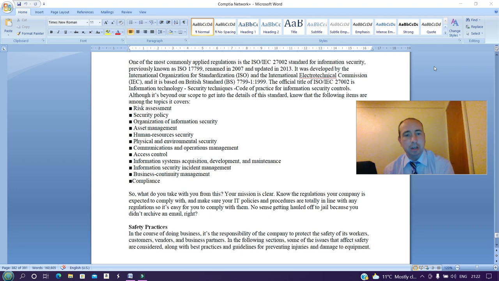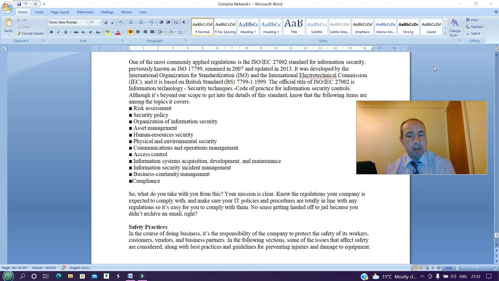Although it's beyond our scope to get into the details of the standard, know that the following items are among the topics it covers: risk assessment, security policy, organisation of information security, asset management, human resource security, physical and environmental security, communication and operations management, access control, information systems acquisition, development and maintenance, information security incident management, business continuity management, compliance.